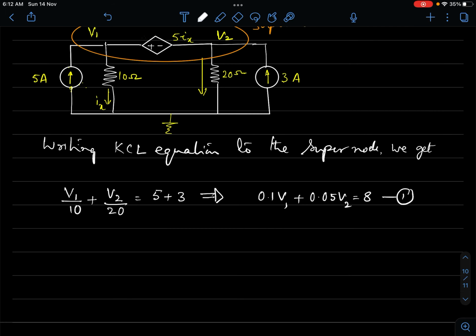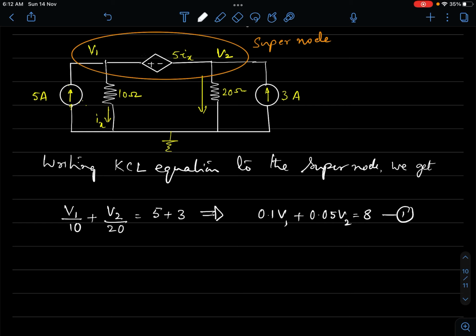And it's very evident that from the super node, if I look at the super node V1 and V2, they are maintained at 5 times Ix. That is a voltage magnitude, right? So we can easily write V1 minus V2, the potential difference between node V1 and V2, is 5 times Ix. Okay, but what is Ix? We have introduced one more unknown, right? We don't know what is Ix.